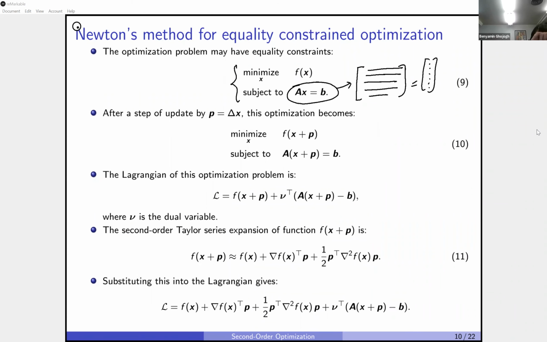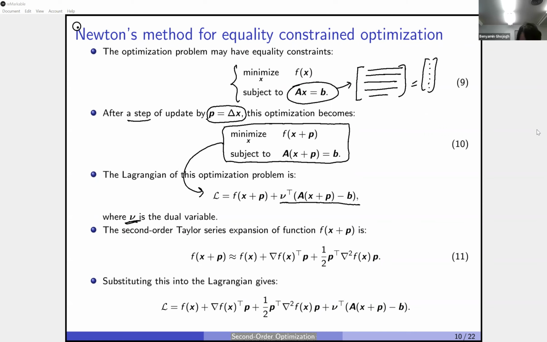After a step of update, let the step of update be delta x, also denoted by p. The optimization after one step becomes this, because x becomes x plus p. Now this is the updated x, so I put x plus p in the f and also in the constraint. Now let's write the Lagrangian of this. The Lagrangian is f of x plus p plus nu transpose times the constraint. Nu is the dual variable for the equality constraints, and as we have multiple equality constraints, it's a vector.